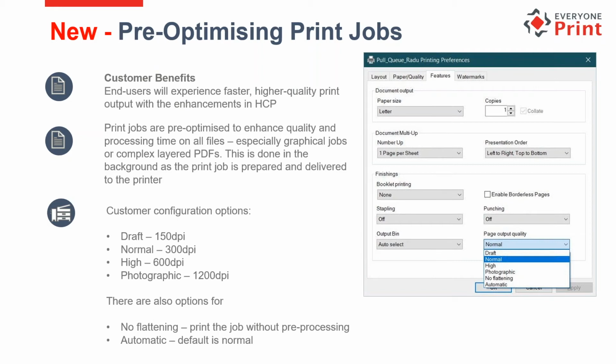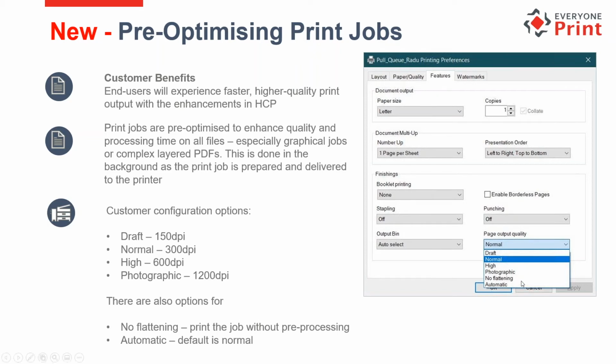And we do some pre-optimization where we do some flattening and some optimization of the files to basically make them ready and available and smaller and printing quicker and better quality on most of the devices that we print to. So there's some new configuration options within the driver. So we have this page output quality, and what we've done is we have these options: draft, normal, high, photographic. They're mapped to these DPIs: 150, 300, 600, 1200. We've also added an option for no flattening, so we don't do any of the pre-optimization. Again, a lot of the devices that we work with, particularly some of the older devices, they handle PDF and PCL printing in what we'd call non-standard ways.